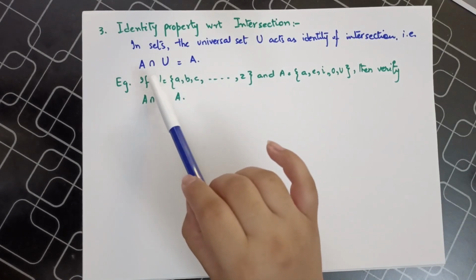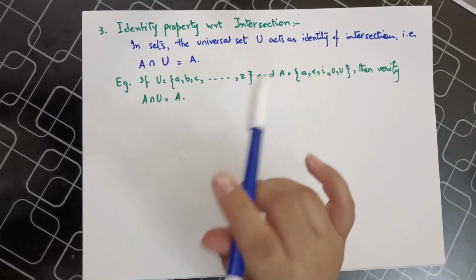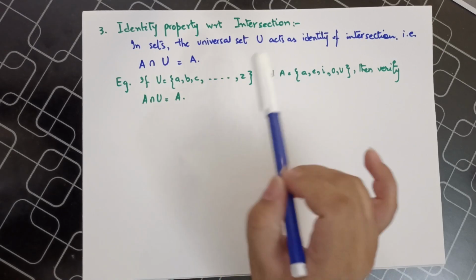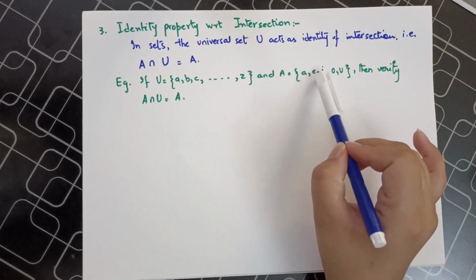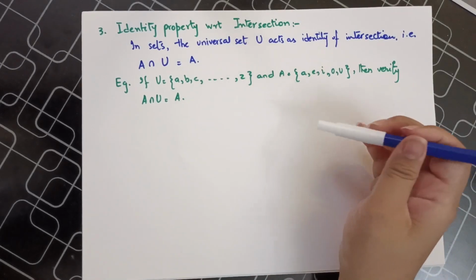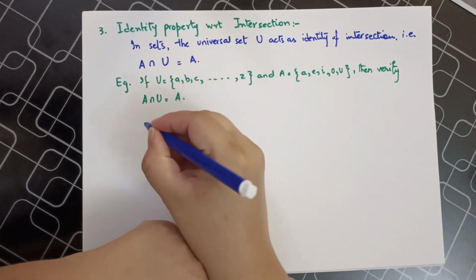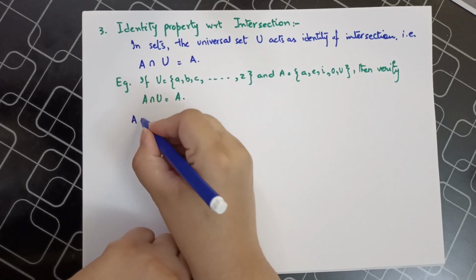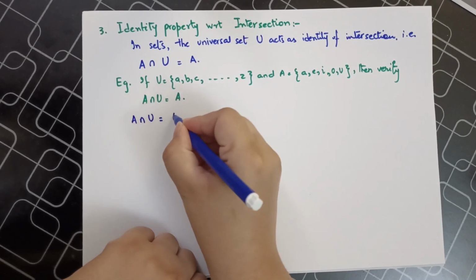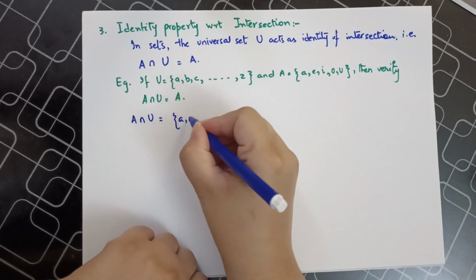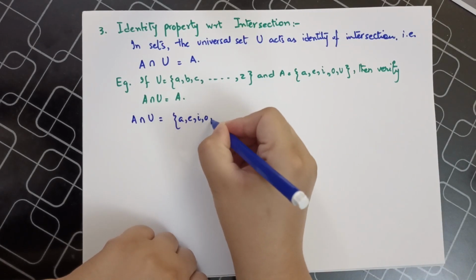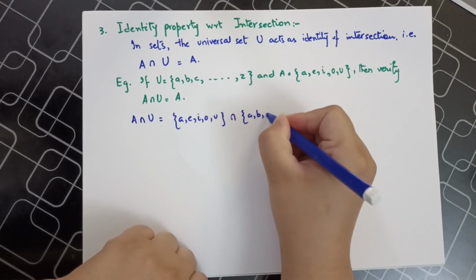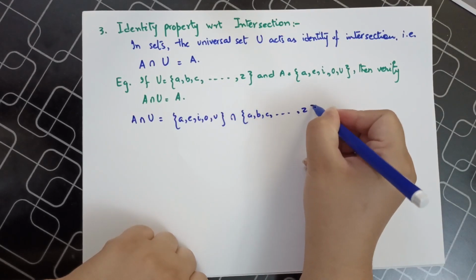Now, let me explain it with the help of an example. Here, if U is equal to A, B, C till Z, and A is A, E, I, O, U, then verify that A intersection U is A. We're going to write it as A intersection U, which is first A, E, I, O, U, intersection A, B, C, till Z.